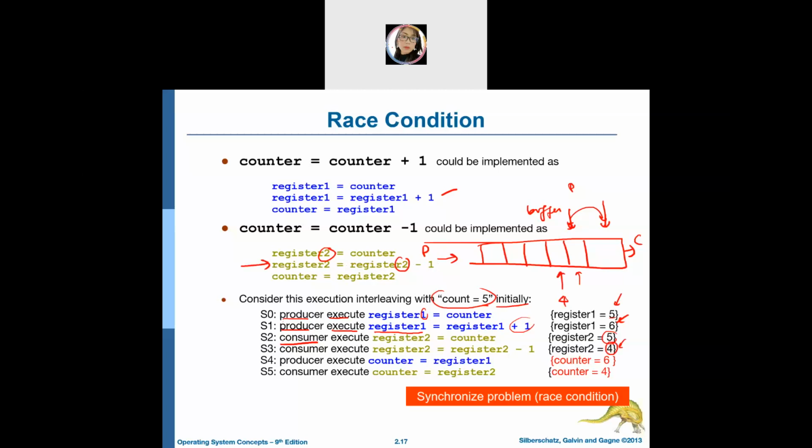And then after that, you're going to see where it is now. Just now, you can see the producer is here at 6 and the consumer is now at 4. That's why when you try to execute the last line, the producer executes counter equals register 1. Register 1 is already at 6. And your counter equals register 2, which is at 4.